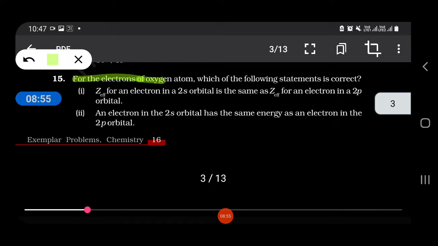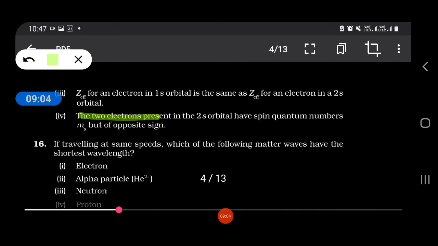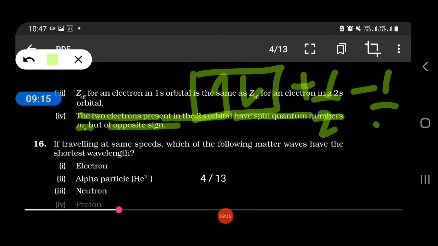For the electrons of an oxygen atom, which of the following statements is correct? The two electrons present in the 2s orbital have spin quantum numbers ms of opposite sign, like this, +½ and -½.